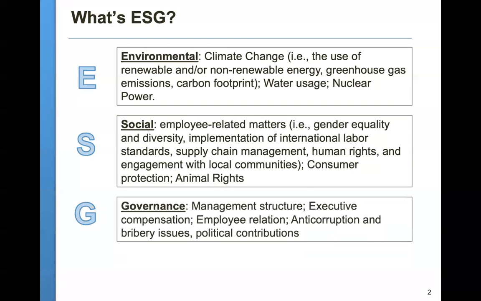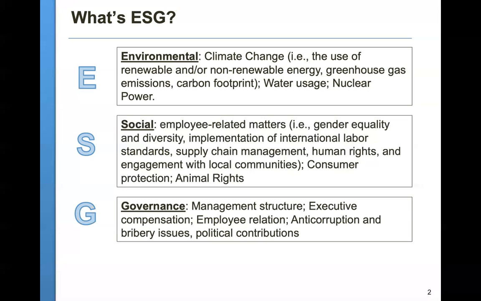The last one, G, refers to the governance. The governance is one of the traditional topics in finance. A lot of literature has proved that governance is pretty important, including management structures, executive compensation, employee relationships, and so on.